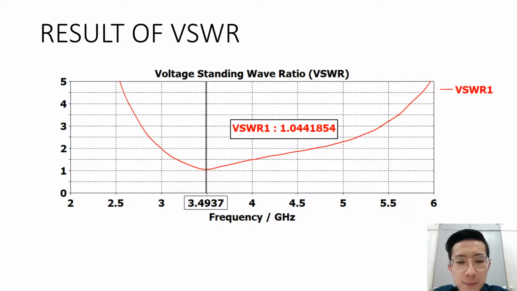The purpose of the VSWR response shown in this figure is to verify the frequency response further. Hence, the bandwidth of the proposed antenna can be determined under the value of 2.